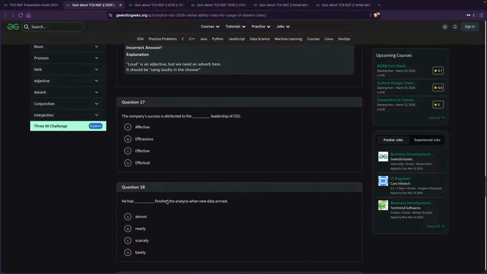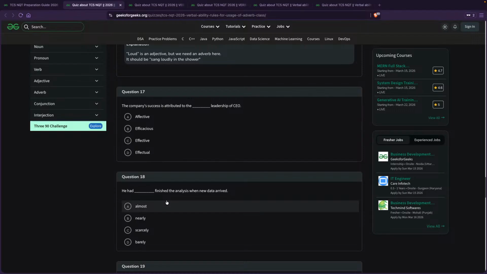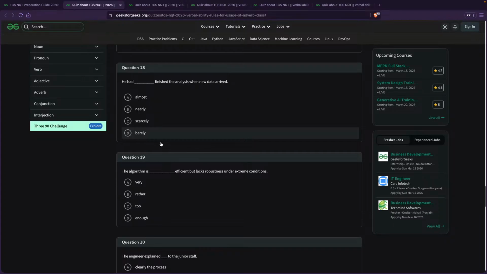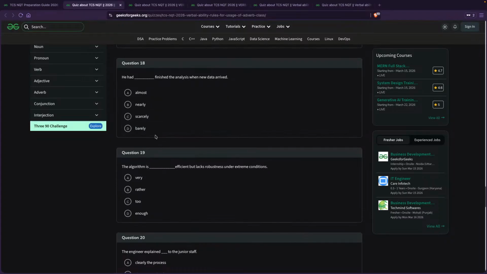The company's success is attributed to the... same question, "effective." He had barely finished the analysis when new data arrived. He had almost finished the analysis when new data arrived. He had nearly finished the analysis when new data arrived. He had scarcely finished. He had nearly finished the analysis when new data arrived.